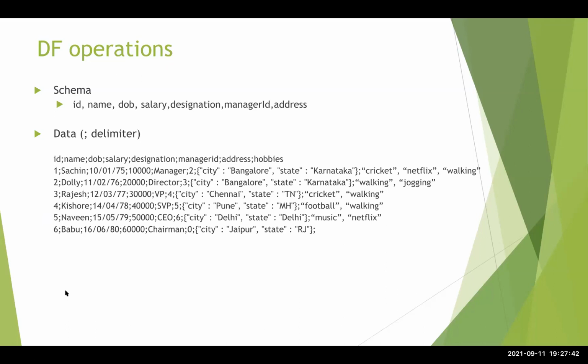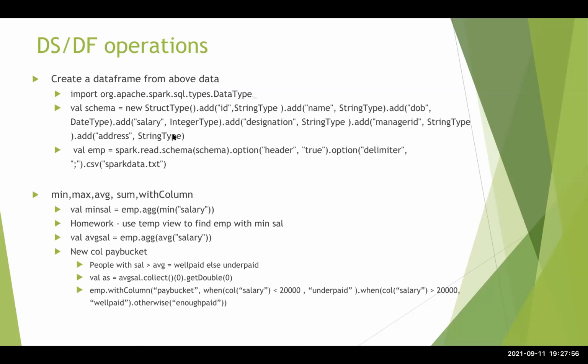So there are certain DataFrame operations. I've taken the same dataset which I have been using, and this is the schema: ID, name, date of birth, salary, designation, manager ID, address, and of course hobbies. I forgot to put a comma before hobbies here, but hobbies is also there. I think most of you have seen the code; it might be just revision for you. So I created a DataFrame out of it. This is the code.